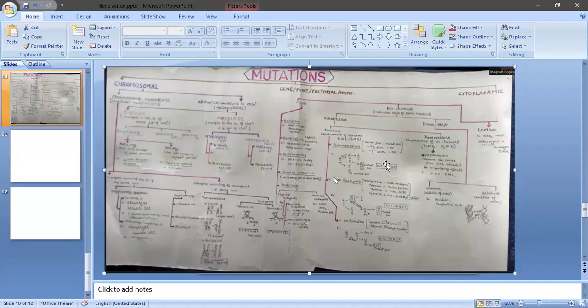So aldose, ketose, such types of functional group differences occur in the molecular structure of the nitrogen base. The nature of the nitrogen base is different. That's why the normal nitrogen base is converted into an unusual nitrogen base.